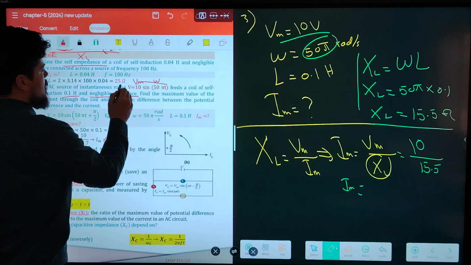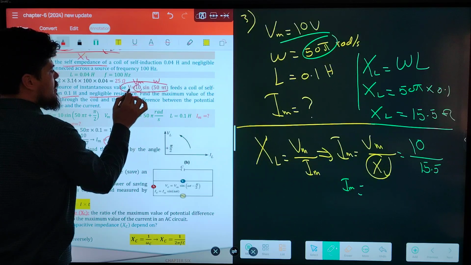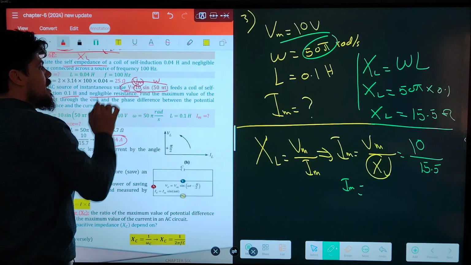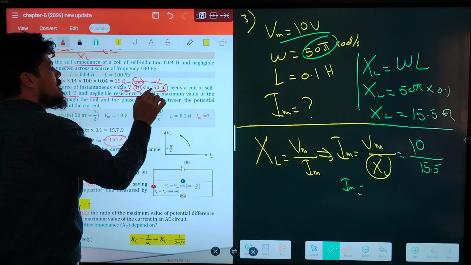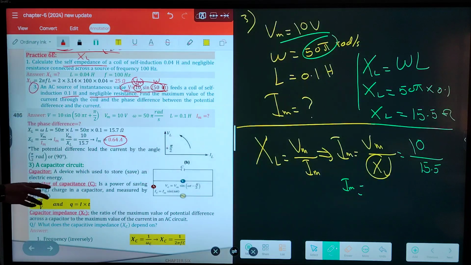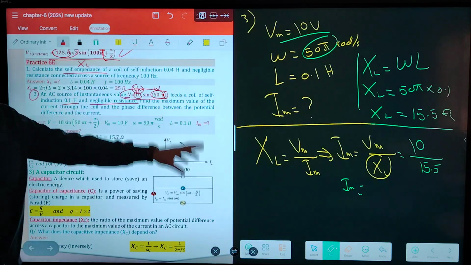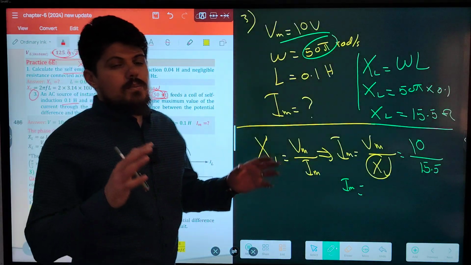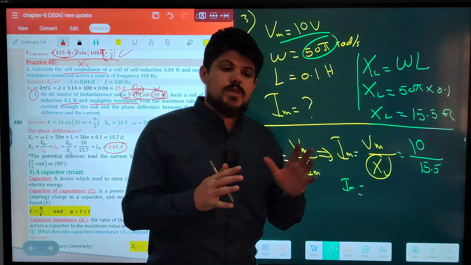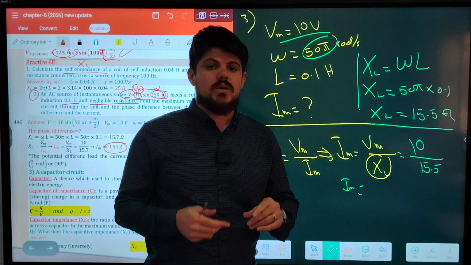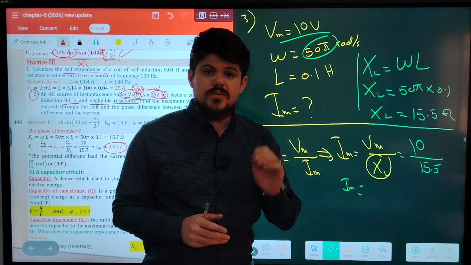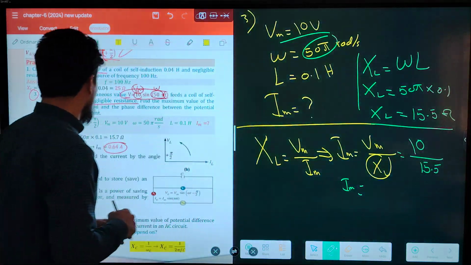Guys, if the equation for potential difference is given, the number before sine becomes Vm, and the number before t is omega. Because we have only inductance in this circuit, the phase difference between potential difference and the current is 90 degrees or pi over 2 rad. Potential difference leads current by pi over 2.